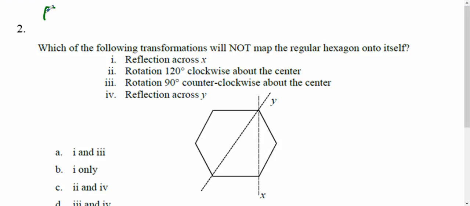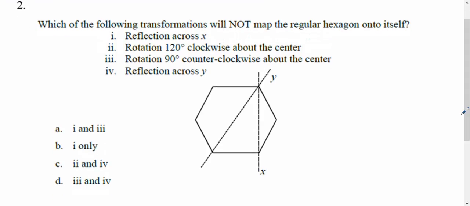This question is also from Framework 1. Which of the following will not map it onto itself? So we're looking for symmetry, rotational or line symmetry. So if you reflect across x, which is this line right here, that will not map onto itself. There's way more of the figure on the left than there is on the right. So that's what we're looking for, which will not map onto itself. So reflection across x does not map onto itself.